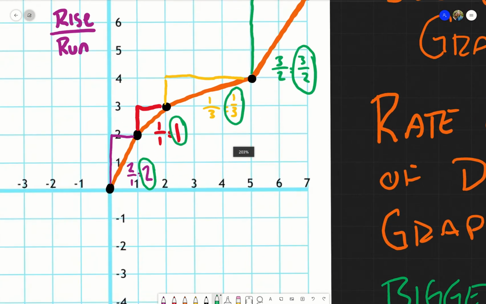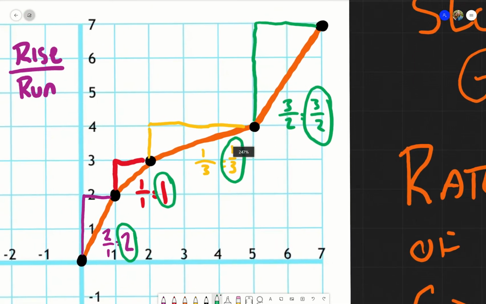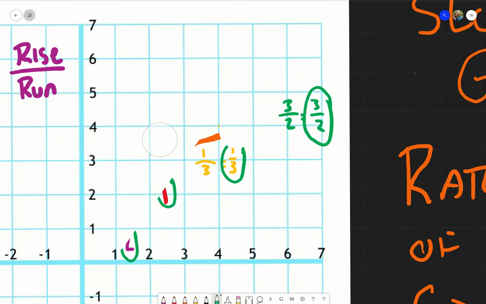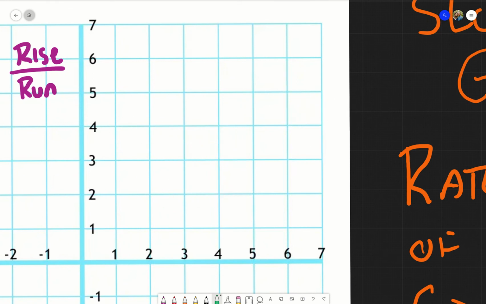All right, let me zoom on in here again. Let me find for you to get a slope on your own. As we wrap up our lesson here, writing slopes as rise over run, I want you to find me the slope that occurs between these 2 points. The slope that occurs between these 2 points here. What is the slope between these 2 points?